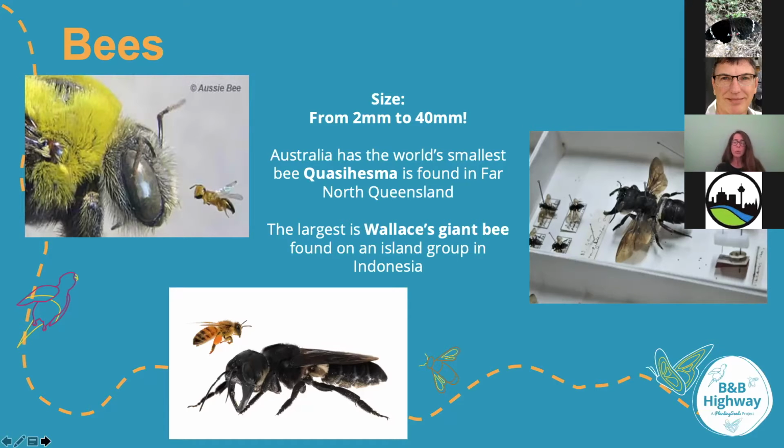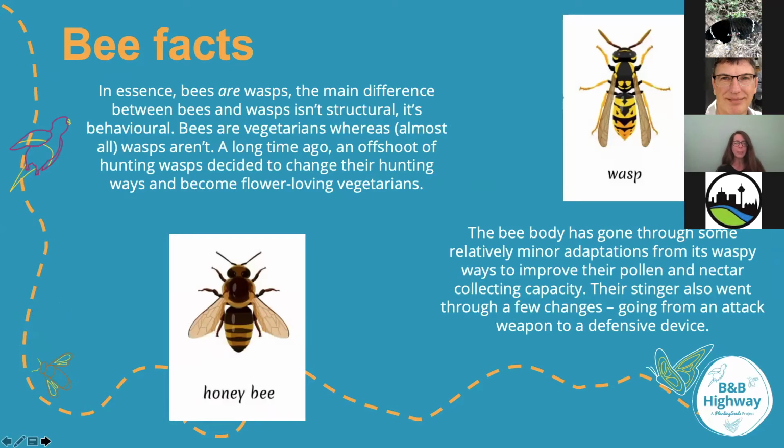And the largest is Wallace's giant bee, and we can see it there compared to the European honeybee. Also, the comparison picture for the Quasihesma on the top left is with our green carpenter bee. So when we look at the poster in a minute, you can maybe spot that bee and realize the incredibly tiny, tiny size of the Quasihesma bee. So that's really amazing.